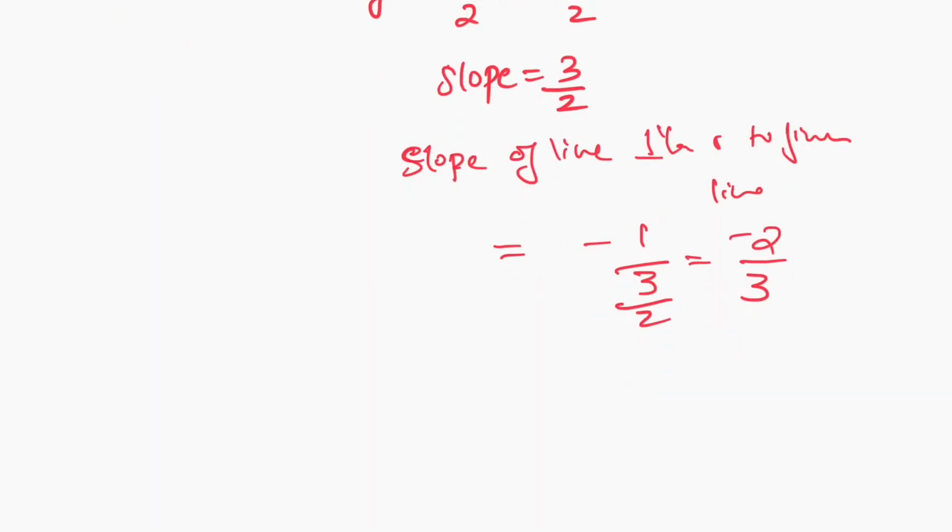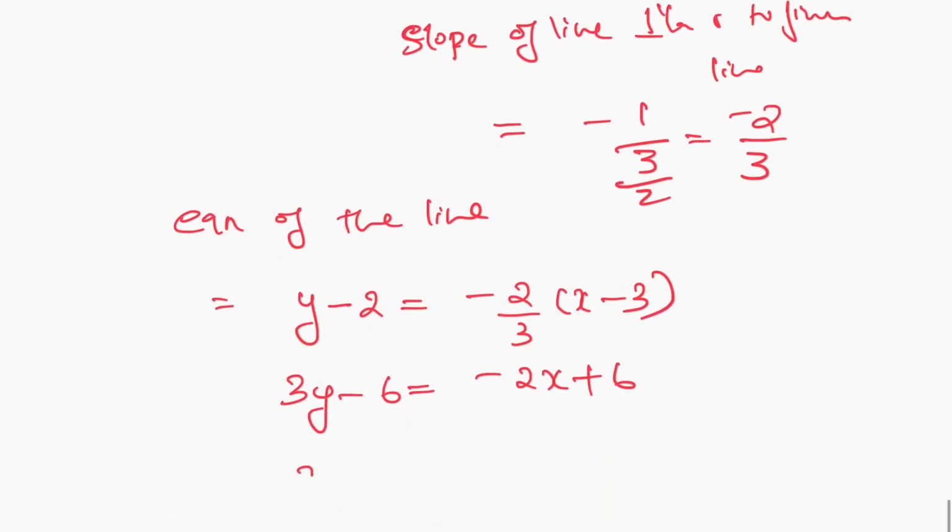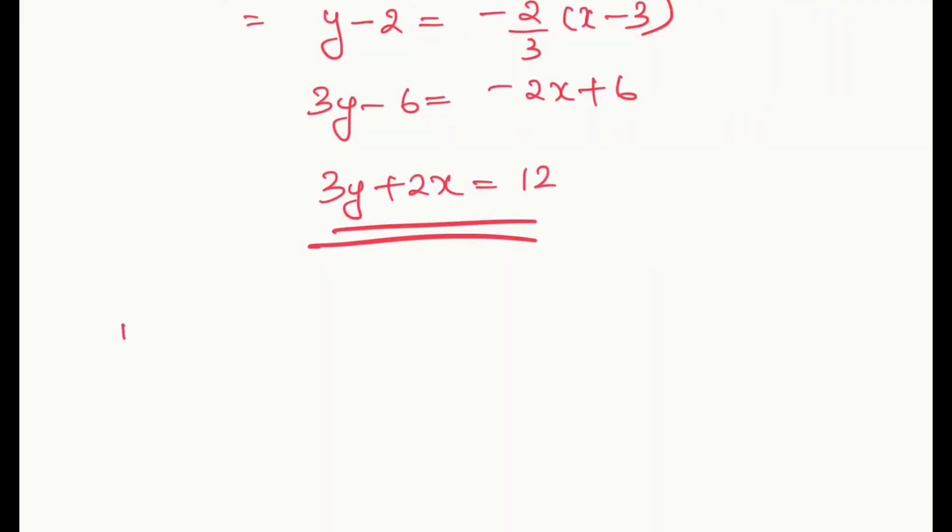Okay. So equation of the line will be y - 2 = -2/3 (x - 3). So 3y - 6 = -2x + 6. 3y + 2x = 12. So this will be the equation of the given line. Hope it's clear, kids. Now in the second sub question we have AB meets x axis at A.